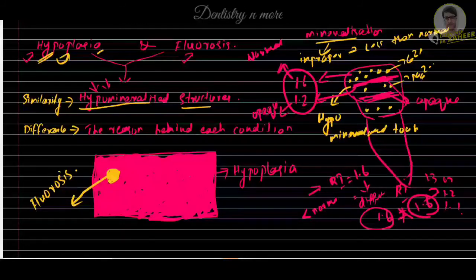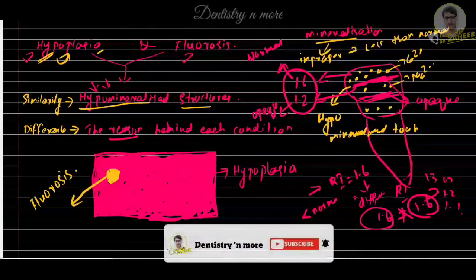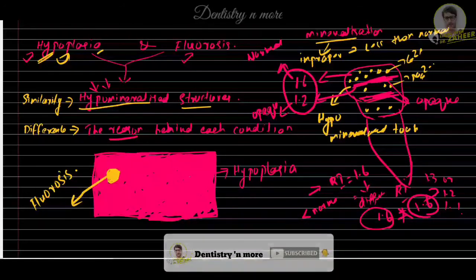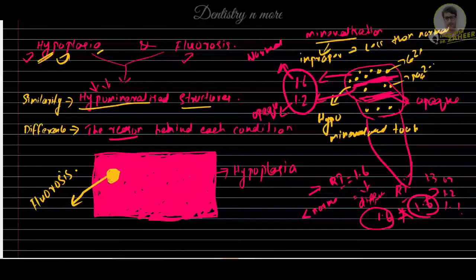The difference between hypoplasia and fluorosis is the reason why it is happening. Hypoplasia is a big thing, it has lots of causes, and one among them is fluorosis, because there are many reasons for hypoplasia, and one reason is fluorosis. Hypoplasia can be caused by the overconsumption of fluorine. That is how fluorosis happens. That is the difference between hypoplasia and fluorosis. The similarity is both are hypomineralized structures, but the difference is one is happening due to fluorine overconsumption. So that is the concept behind these two.